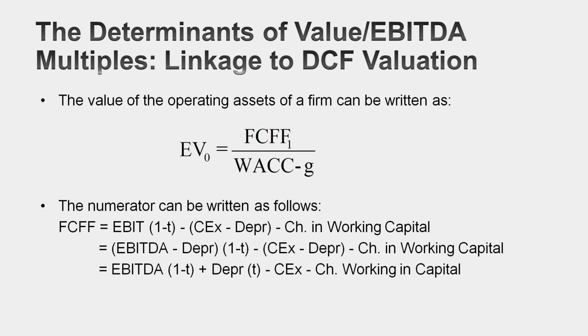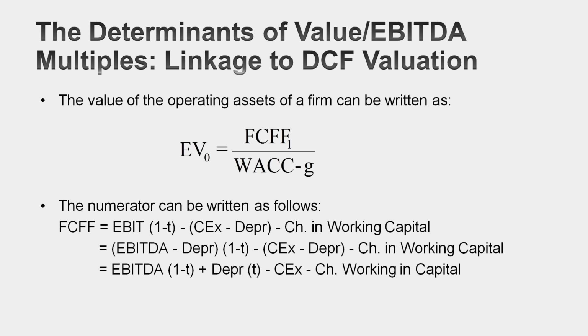So now that we've defined and described EV to EBITDA, let's think about what drives the EV to EBITDA multiple. Remember the little technique we used to get price earnings ratios? We'll do the same thing for EV to EBITDA, but because it's an enterprise value to EBITDA multiple, I'm going to go back to an enterprise valuation model. The value of a firm is the expected free cash flow to the firm divided by the cost of capital minus growth. It's a stable growth free cash flow to the firm model.